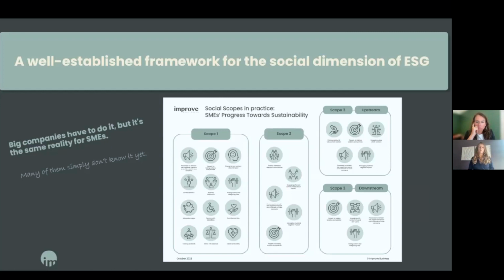A lot of the big companies have to do it because of law and regulations, but it's the same for the SMEs. They are part of the value chain, but most of them just don't know it yet.